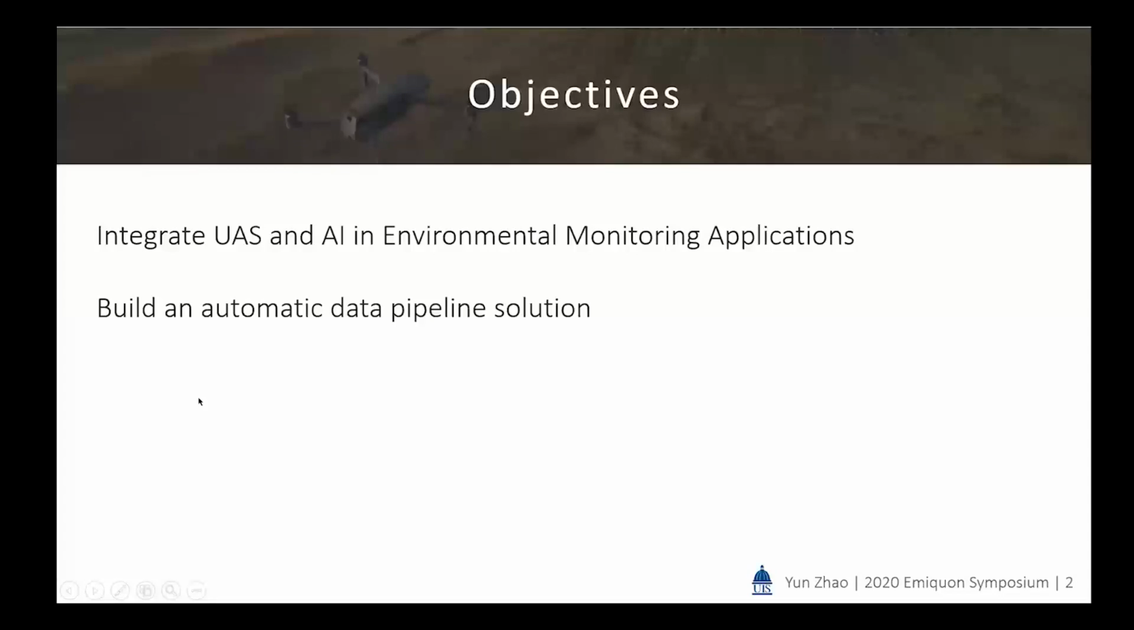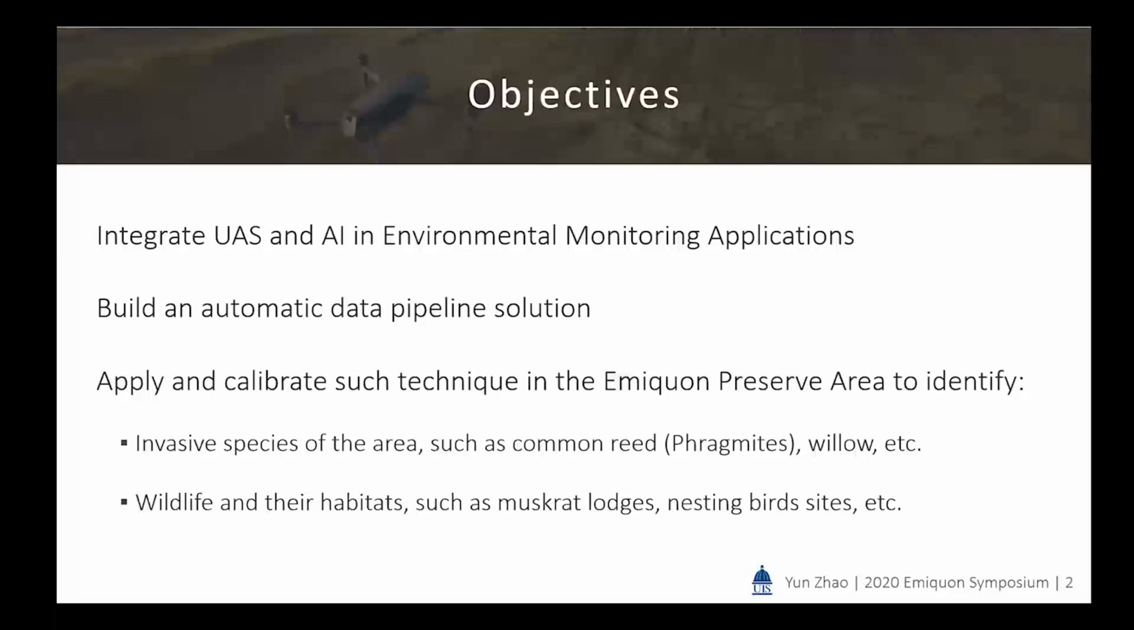So first, very quickly, objectives. These are in the abstract, but very quickly to mention them. We want to build a method that integrates UAS and AI in environmental monitoring applications, and we also want to automate the process, right? We want to build an automatic data pipeline solution for that. And specifically, what we are trying to propose doing is to apply and calibrate such technique in the Emiquon Preserve in the hope to identify invasive species of the area and also wildlife and their habitats.